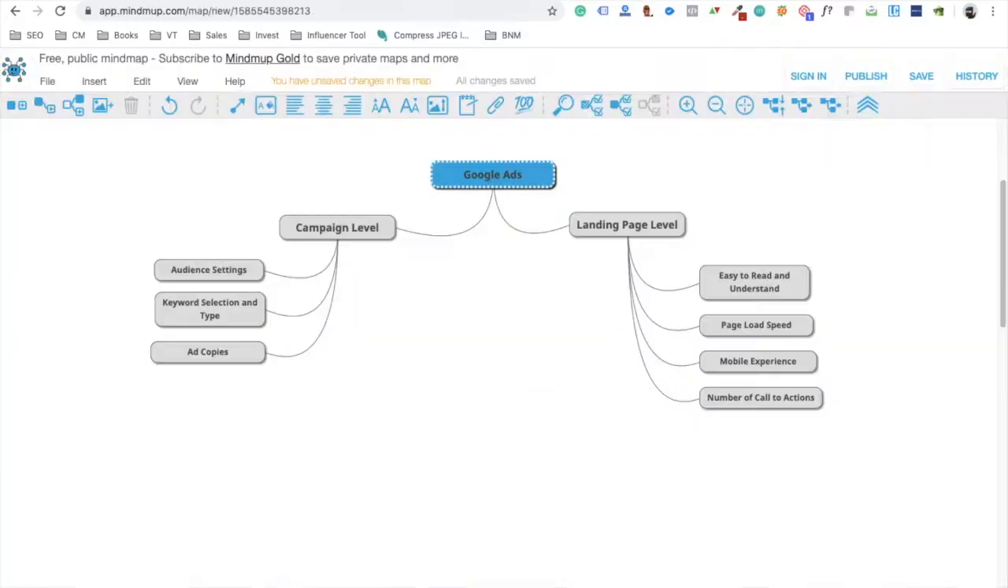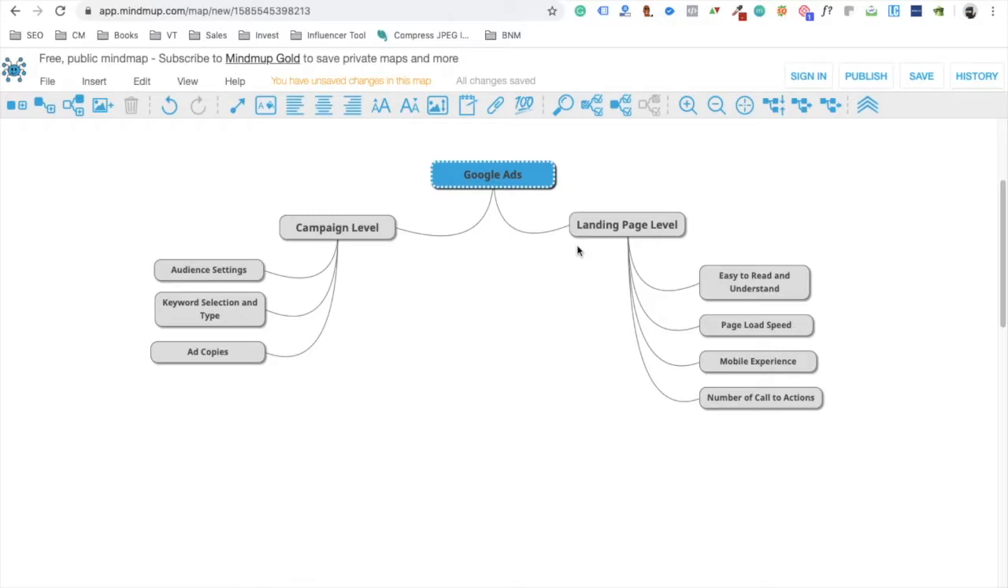So I have created a very small mind map for you just to shorten things and be specific. When it comes to Google Ads, when I'm first starting or launching a campaign, I plan and execute the campaign on the basis of two levels: the campaign level and the landing page level.